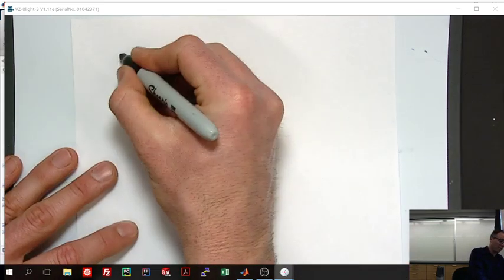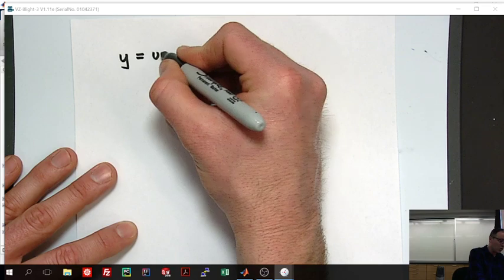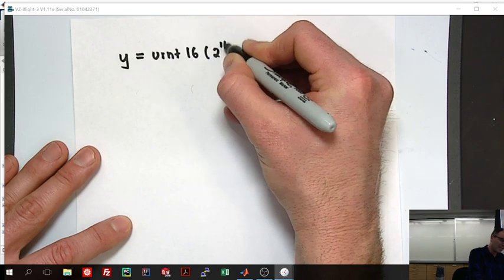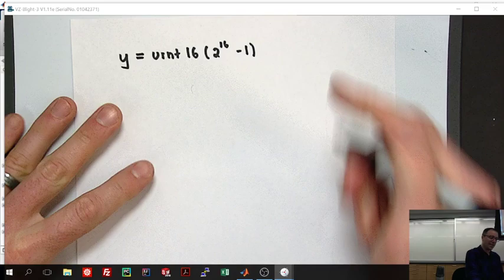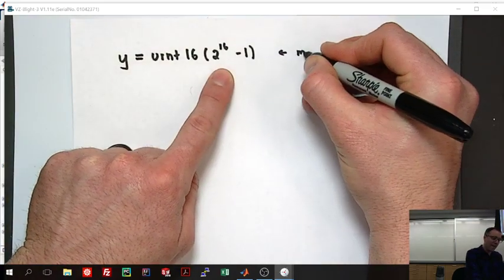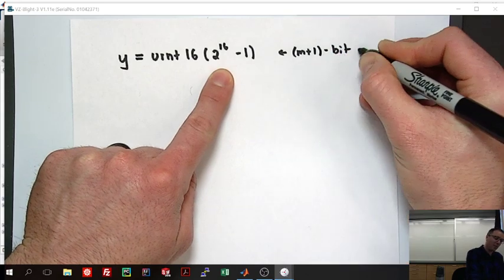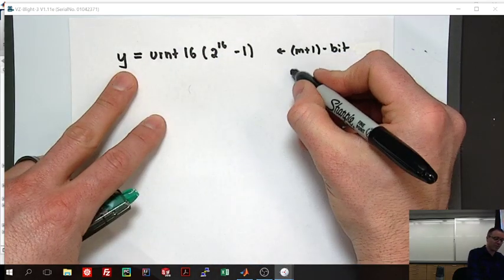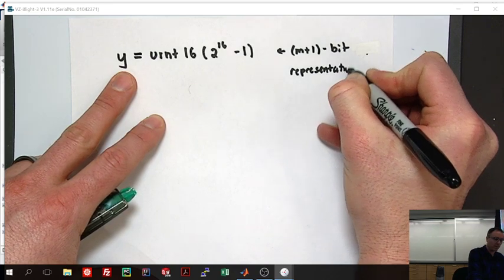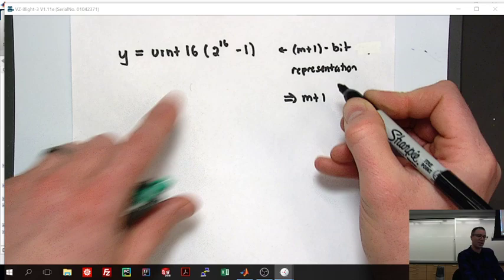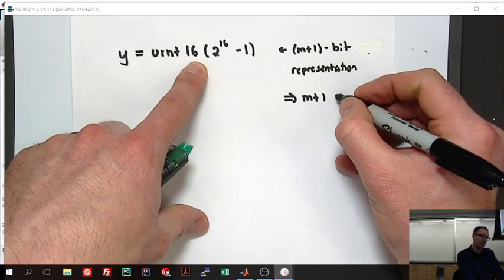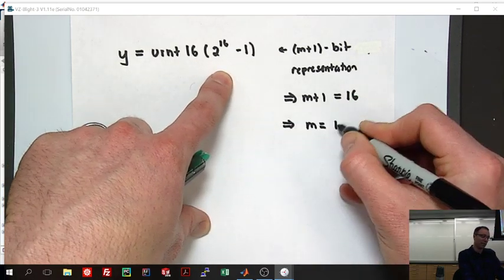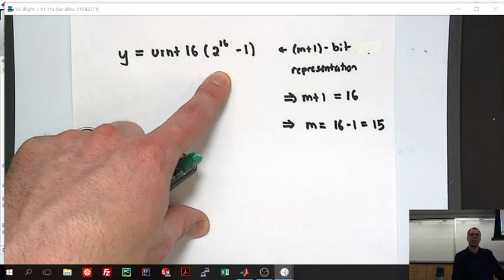So we have the following line of code. We set y equal to uint16 of 2 to the 16 minus 1. In this case, we're going to call this thing an m plus 1 bit representation. But how many bits are used? Which implies m plus 1 equals how many bits? 16, which implies m is equal to 16 minus 1. It must be 15 because today is Monday, right?